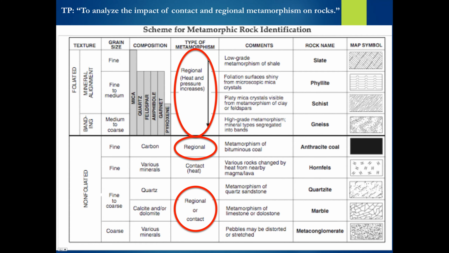And this arrow that's going down indicates more heat and pressure. So under more heat and pressure, slate can turn into phyllite. More heat and pressure, phyllite can turn into schist. More heat and pressure, schist can turn into a piece of gneiss. A piece of granite can also, under heat and pressure, form into a piece of gneiss.